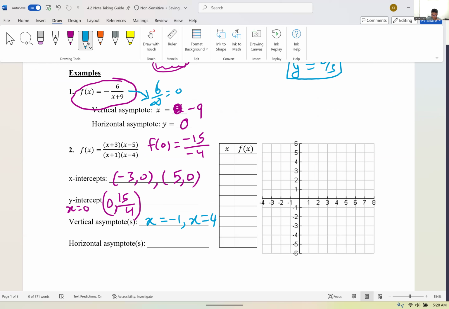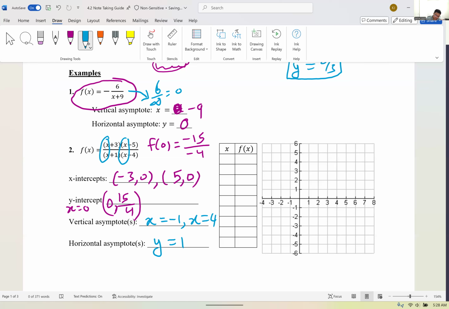But in the second problem here, when x becomes infinity, you have x in the numerator as well as the denominator, right? And I can tell you now, it will be y equals 1. The reason being coefficients. If you look at these x terms, all of them have coefficient 1, right?